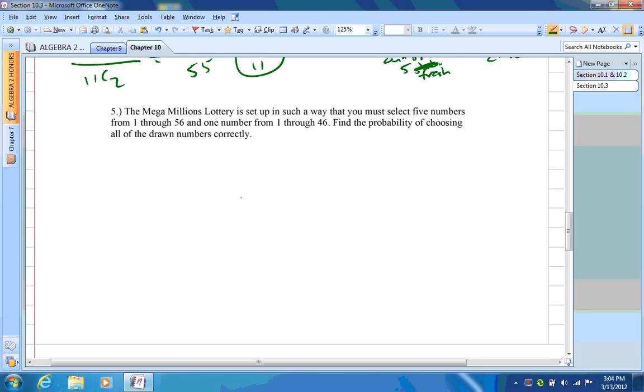Here's a cool one, Mega Millions Lottery. So for those who are not familiar with how the lottery works, you got to select 5 numbers from 1 through 56, 1 number from 1 through 46. Order does not matter. And that was the case in the last problem as well. We didn't care about the order in which I selected the freshmen to go get the laptop cart, so order didn't matter.